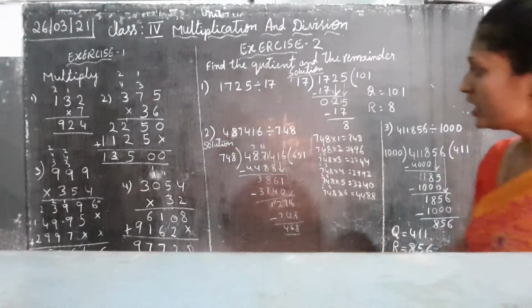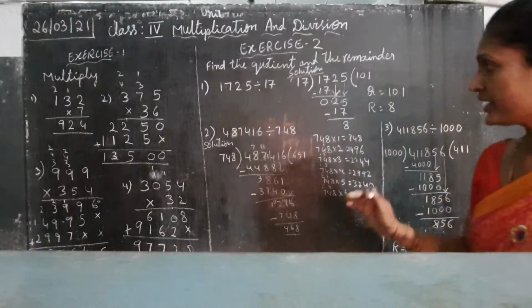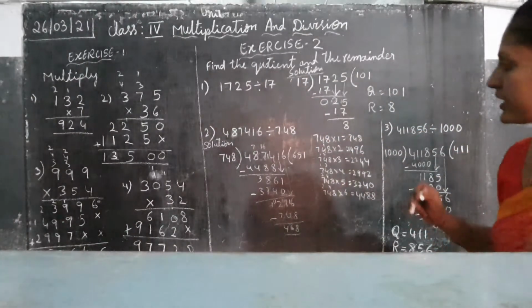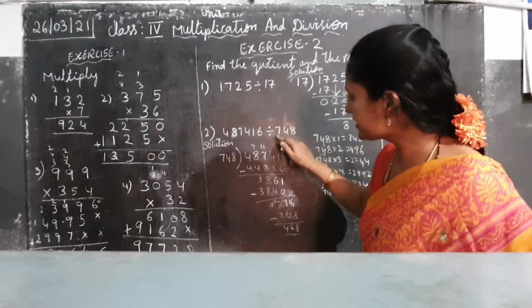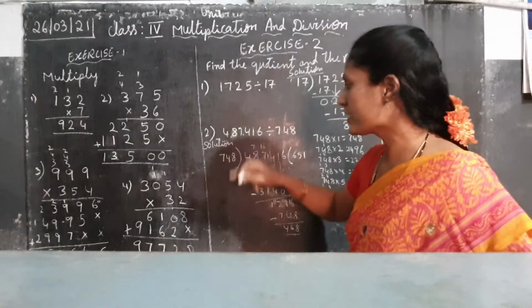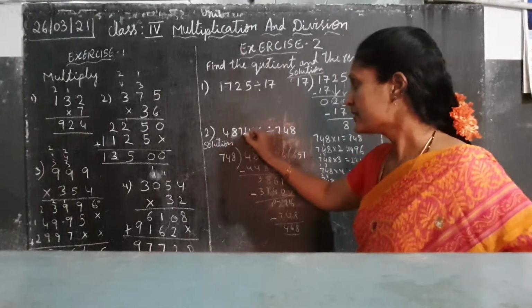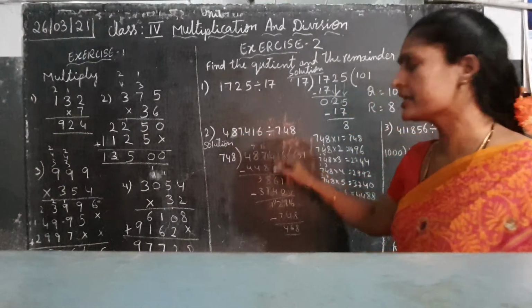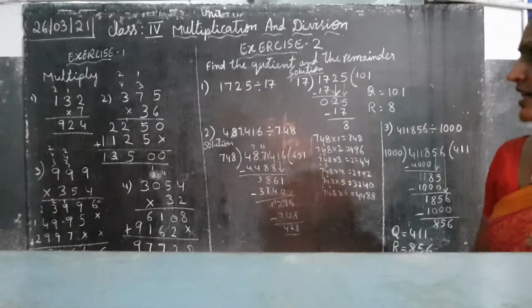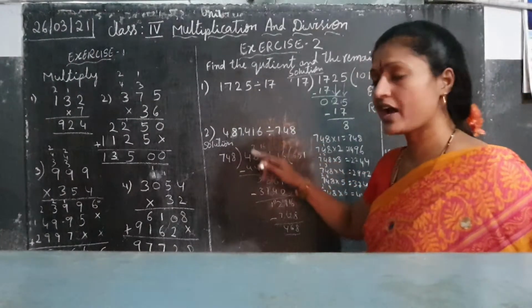And one more. Now this 2 digit divided by 2 digit is over. Now we have to divide by 3 digits. Dividing by 3 digits, see, what is the number? 487416 divided by 748. Yes, 748 we have to divide.